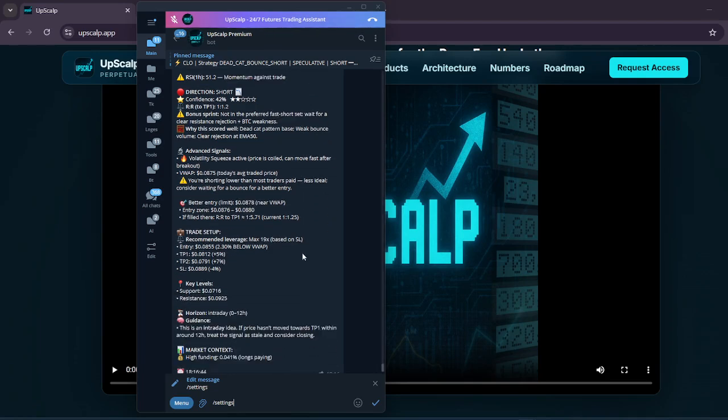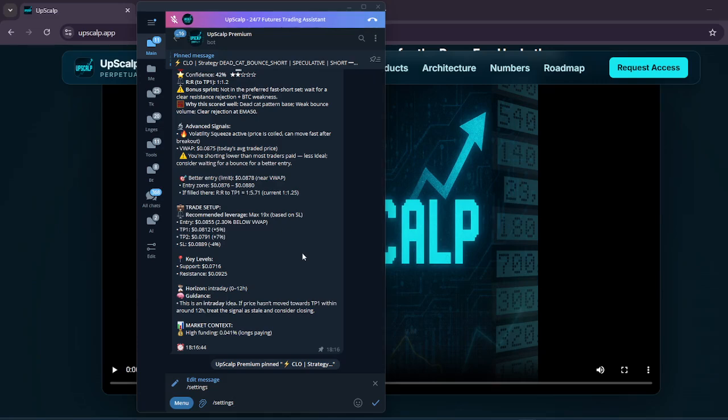So for this one, it's giving me a recommended leverage of 19. I think for dead cat bounce, that's typical. It's around 19 usually, sometimes a little bit lower. It's giving me the entry price. It's telling me how far below the average traded price today it is. It's giving me some take profit prices, and it's giving me a stop loss. And as well, it's giving me the key levels. So yeah, you'll find that there's a lot of signals per day in the premium bot.